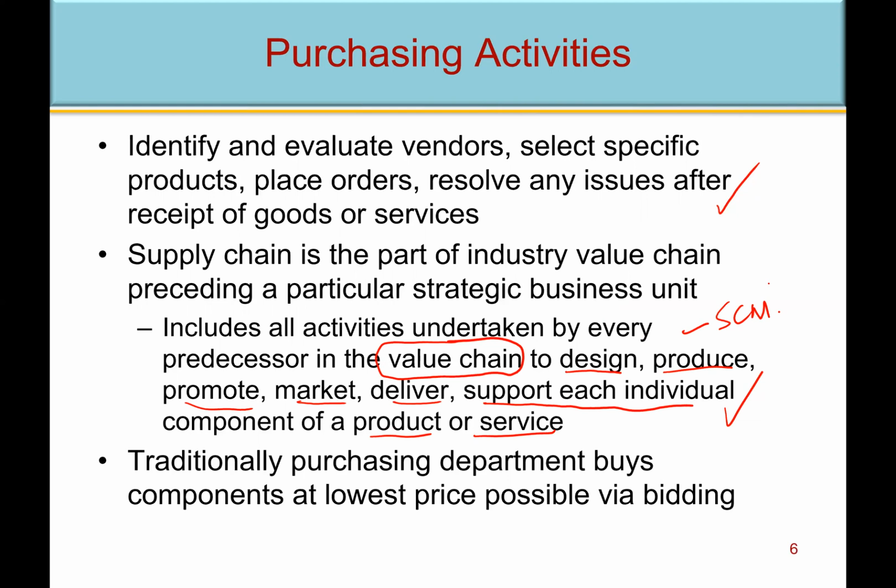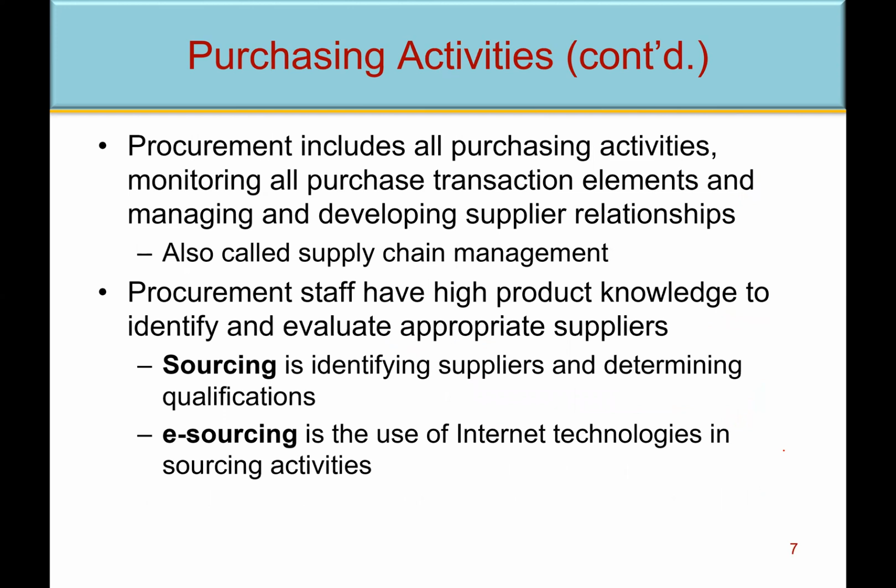Traditionally, the purchasing department buys components at the lowest price possible via bidding. Procurement includes all purchasing activities, monitoring all purchase transaction elements, and managing and developing supplier relationships, also called supply chain management. So typically procurement includes purchasing activities and sourcing activities, both source and purchase, and also developing supplier relationships: to monitor, evaluate, keep, and maintain a good supplier. This is very important in procurement.